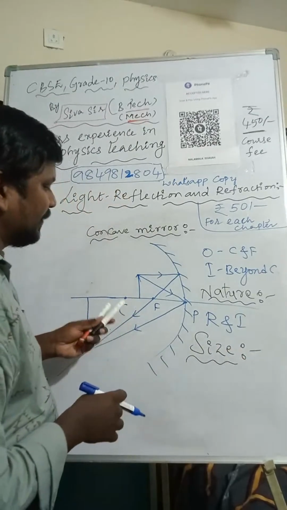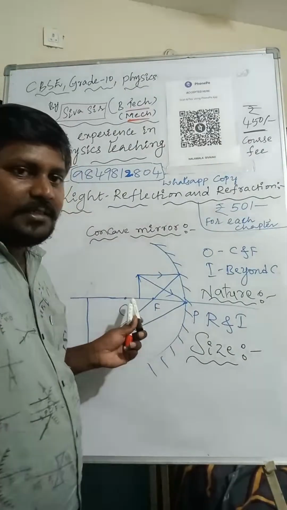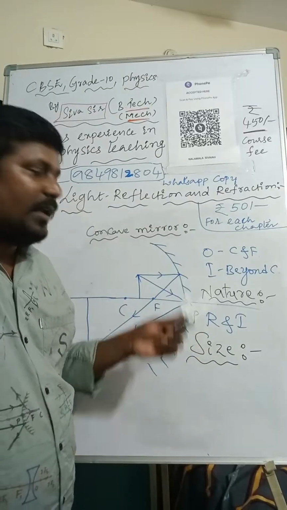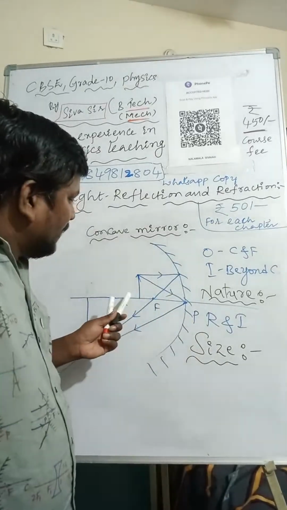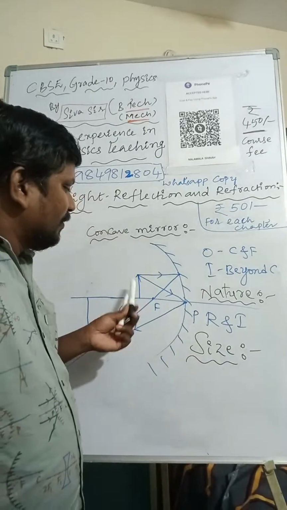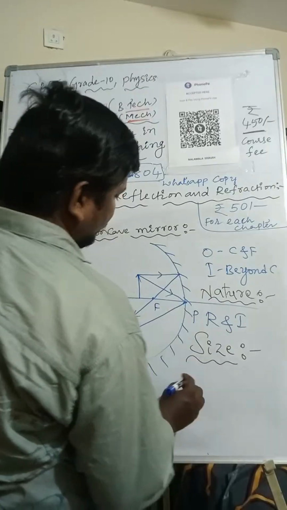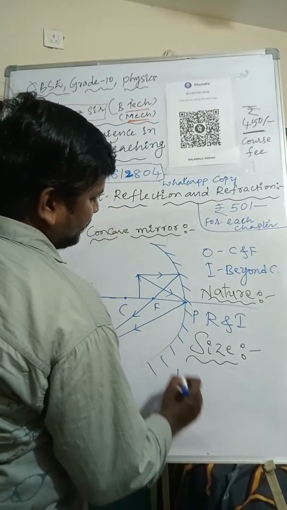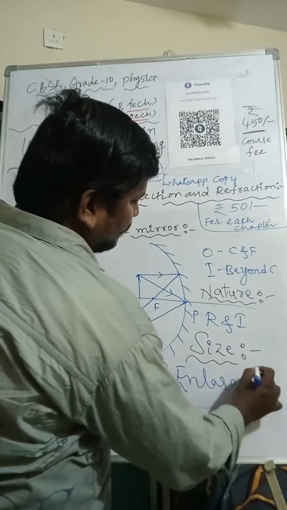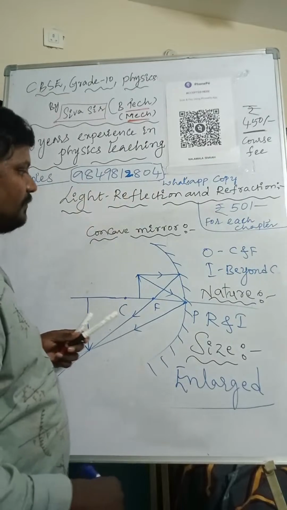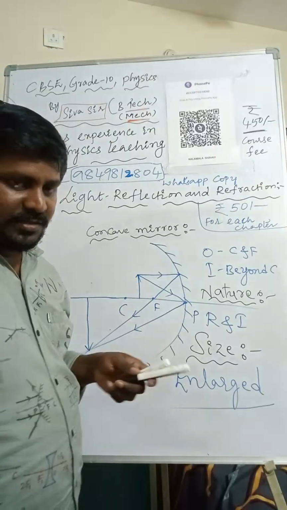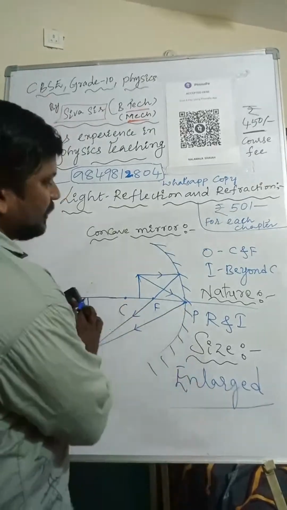Except where the object is placed at C, in all remaining cases the image changes according to the position. If you place the object at center of curvature, image will be the same size. If you place it between C and F, enlarged image will form. So that is about this image formation. We are going to the next one. Object is placed at F.